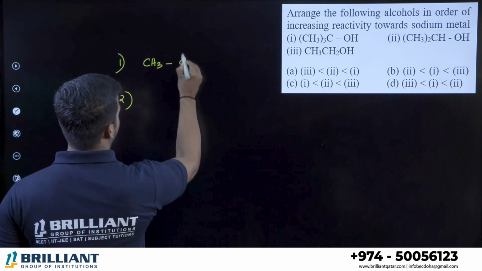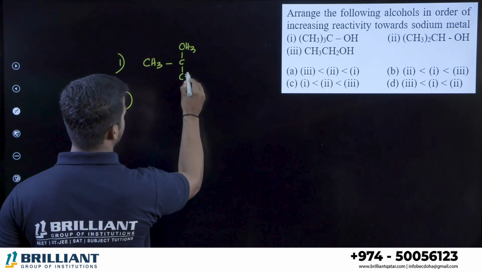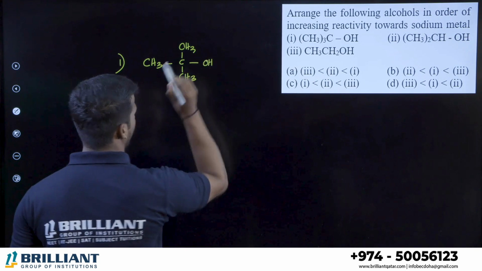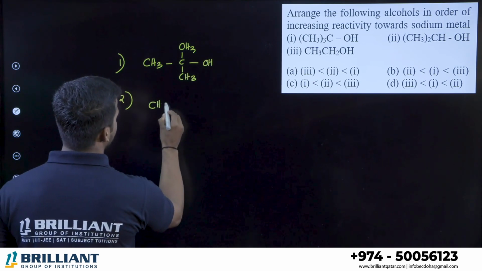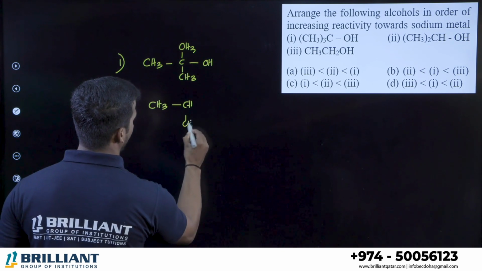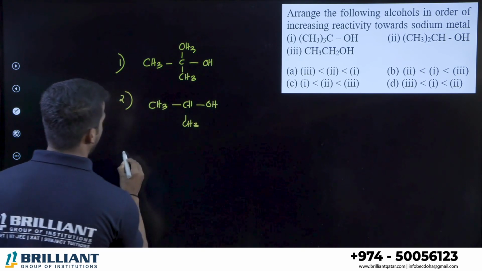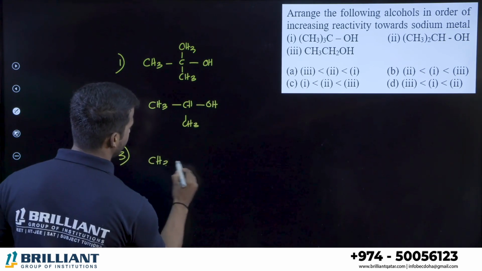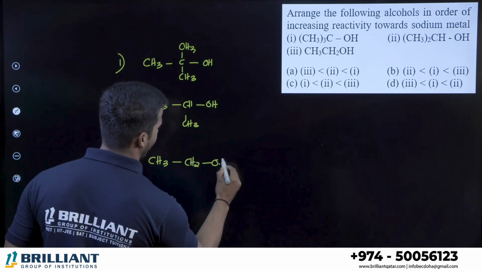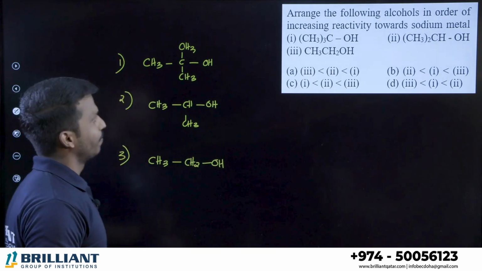Tertiary group, let me write like this. First compound (CH3)3C with the OH group. Second one is CH3CH(CH3)OH. Alright. And compound number 3 is CH3CH2OH. Okay, fine. What is the first one?